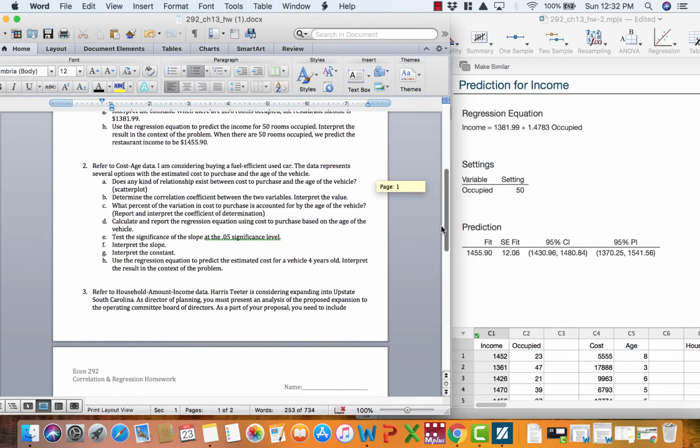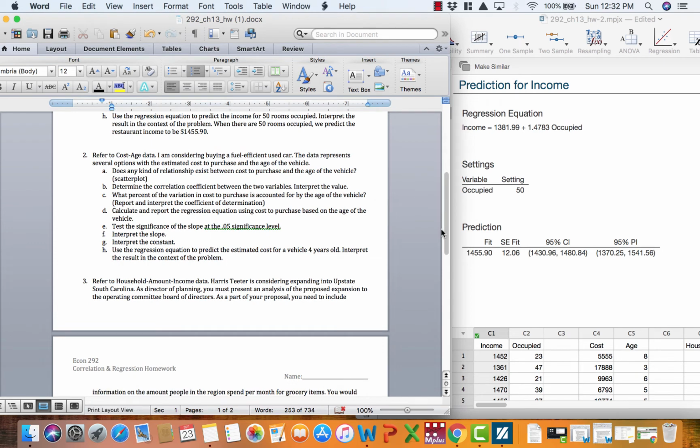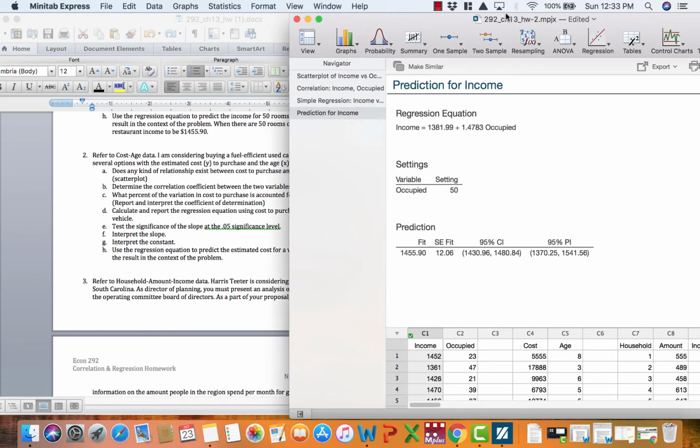All right, let's move on to cost age. I'm considering buying a fuel-efficient used car. The data represents several options with the estimated cost to purchase and the age of the vehicle. What do we want to predict what? Obviously here, we want the age of the vehicle to predict the cost of the vehicle. Does any kind of relationship exist between cost to purchase and age of the vehicle?